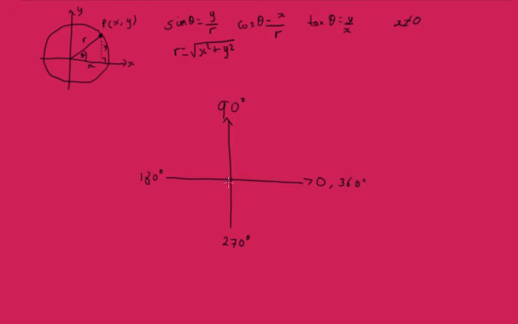Now, in our first quadrant, all the identities, sine theta, cosine theta and tan theta, they're all positive. In our second quadrant, only the ratio of sine is positive. In our third quadrant, only tan is positive, and in our final quadrant, only cosine is positive.